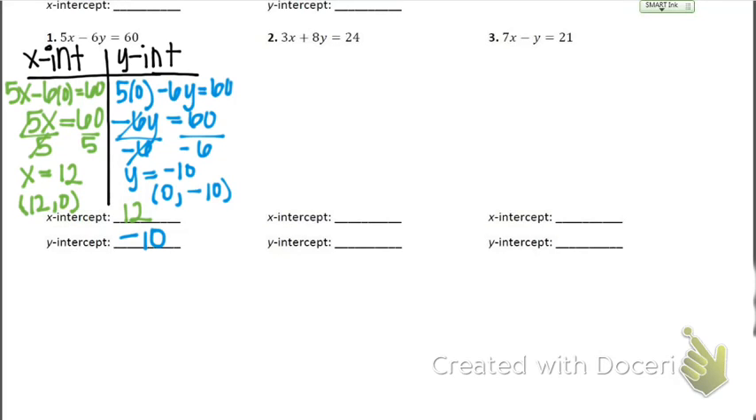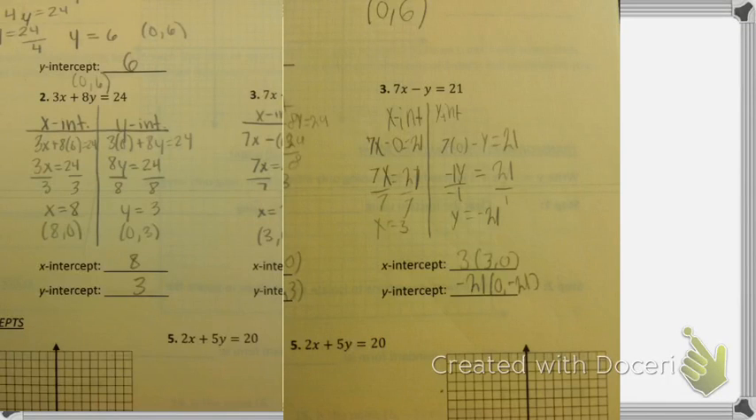Not too bad? Okay, I want you guys to do 2 and 3 for me really quick. So, on the left is Melody's number 2. She found the x-intercept to be 8 and the y-intercept to be 3. Look at her work. Do you agree or disagree? Thumbs up for agree, thumbs down for disagree. I agree, 8 and 3. And then number 3 is Christian's. He did the x-intercept as 3 and the y-intercept is -21. Thumbs up, we agree. Thumbs down, we disagree.